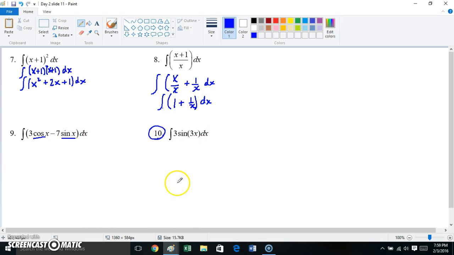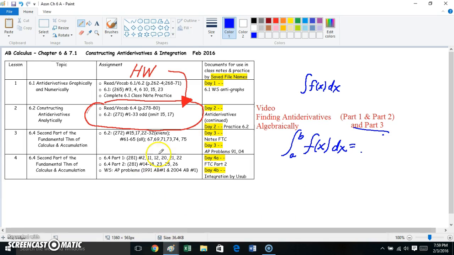Number 10, you'll have to think about that one. That's got a little extra foreshadowing happening here, thinking about what's going to come up later. I'm going to let you solve the rest of those antiderivatives, and assignment 2 you should be able to complete based on the videos for finding antiderivatives algebraically.